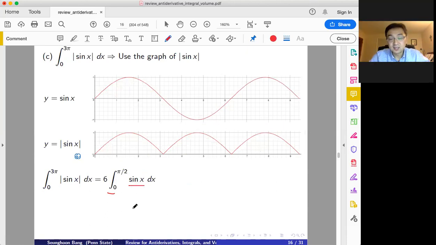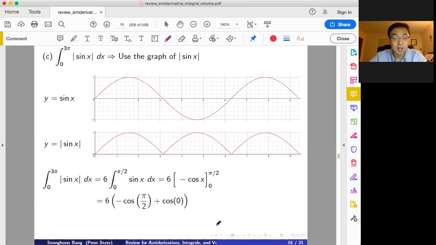What is the integral of sine x? Do you know the integral of sine? The integral of sine is negative cosine. You plug in pi over 2 and 0. We have 6 times negative cosine pi over 2 plus cosine of 0.